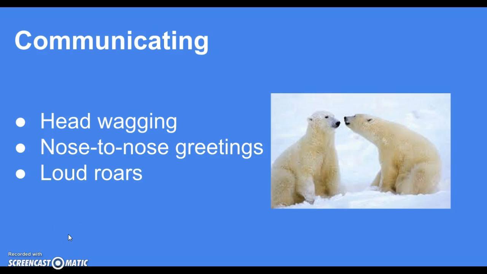Now, polar bears can't talk to each other like you and I can, but they do a very good job of communicating. They wag their heads to signal each other to get each other's attention. They often go up to each other nose to nose, and it could indicate that they're friendly towards one another. Or if they're roaring very loudly, it could indicate that they are upset with one another, and that would tell one polar bear to stay away from the other.